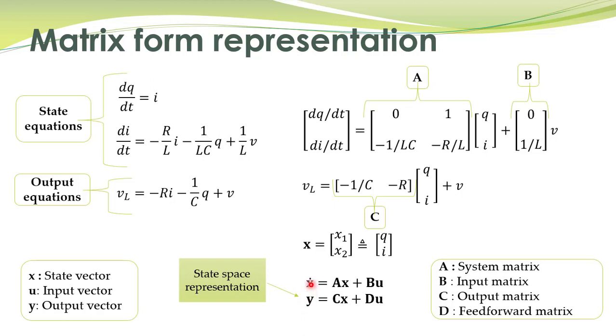X dot, right. So x dot represents the derivative of x with respect to time. This vector we have named x, and here is the derivative of the same vector with respect to time. So that is the derivative of the state variables, and this particular representation is called state space representation.